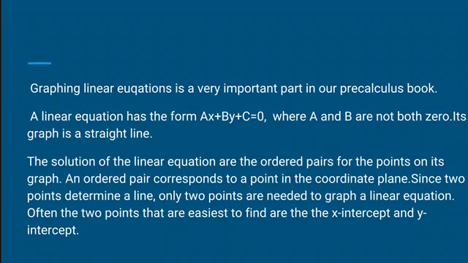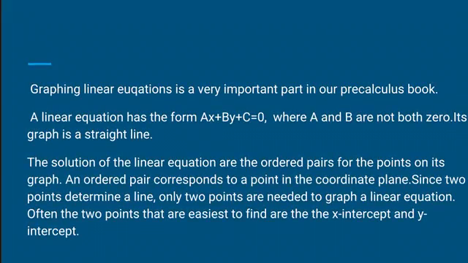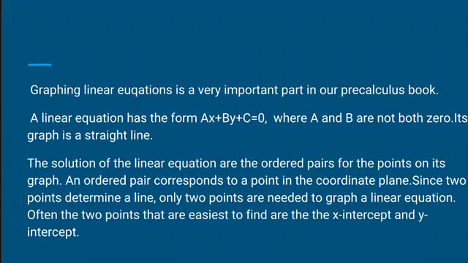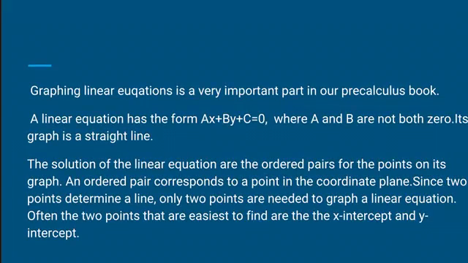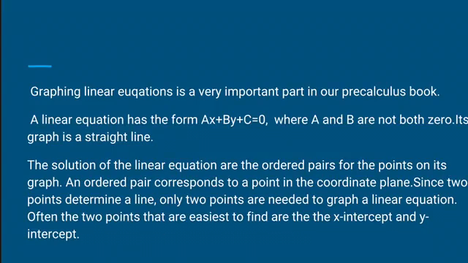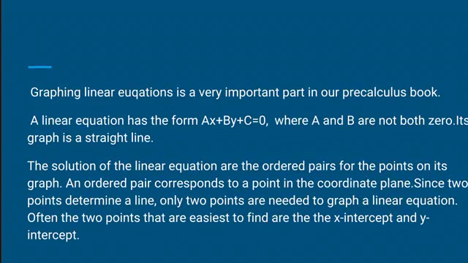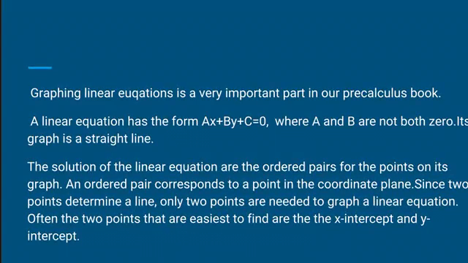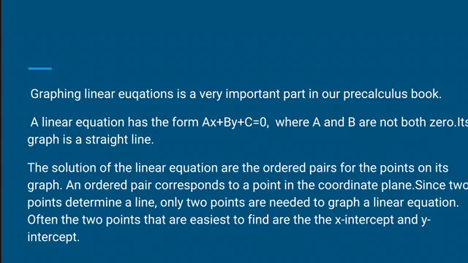An ordered pair corresponds to a point in the coordinate plane. Since 2 points determine a line, only 2 points are needed to graph a linear equation. Often the 2 points that are easiest to find are the x-intercept and the y-intercept.